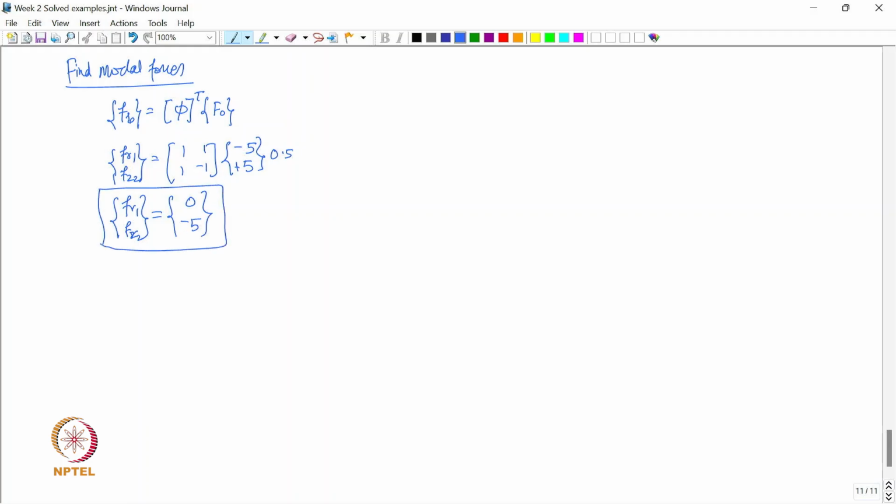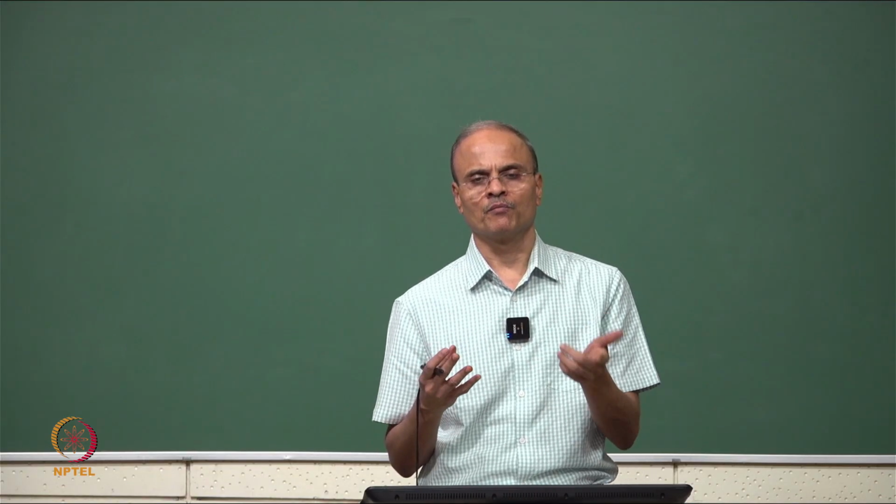That is a very interesting result, right. So, what have we got? We have Fr1, which is the modal force for mode 1, that has turned out to be 0, and Fr2 is the modal force for mode 2, and that is minus phi. What does this mean? Because the modal force basically represents the effective force which is exciting the particular mode, correct.